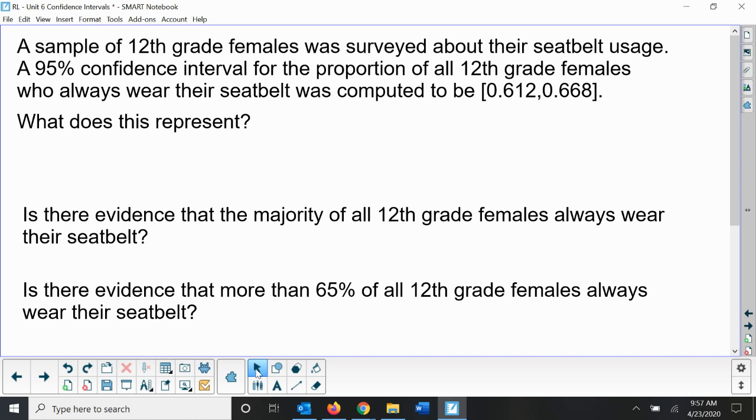All right, we're going to do another example with interpreting confidence intervals. So we've got a sample of 12th grade females. They were surveyed about how often they use their seatbelt. They created a 95% confidence interval.